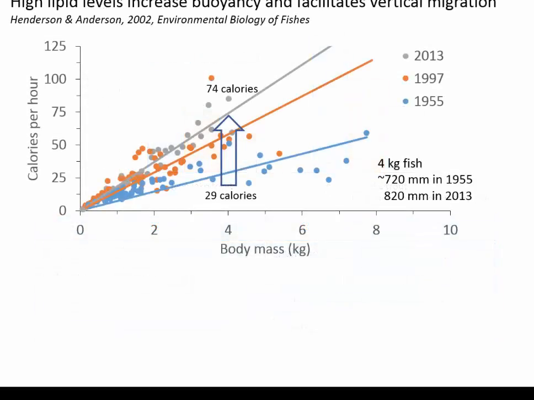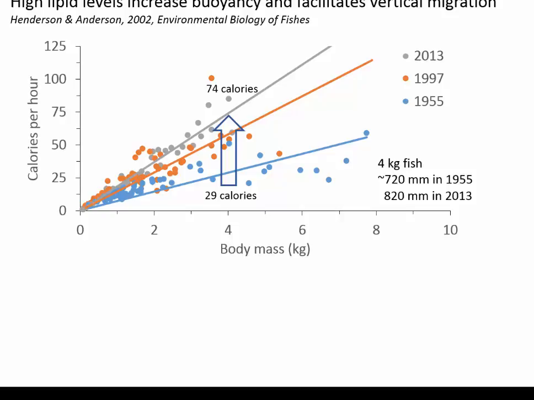So high lipid levels allow the fish, a ciskowet, to swim much easier. It provides them buoyancy, so the energetic demands of swimming are considerably less when you're fat than when you don't have that fat. And so this compares calories per hour of swimming to body mass. And if you want to compare for a fish in 1955 to a fish at present at 2013, it went from taking 29 calories to swim per hour to 74 calories now.